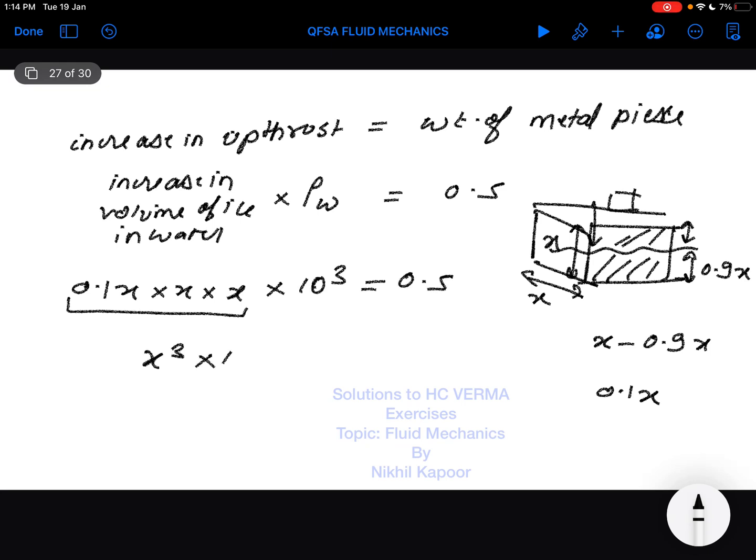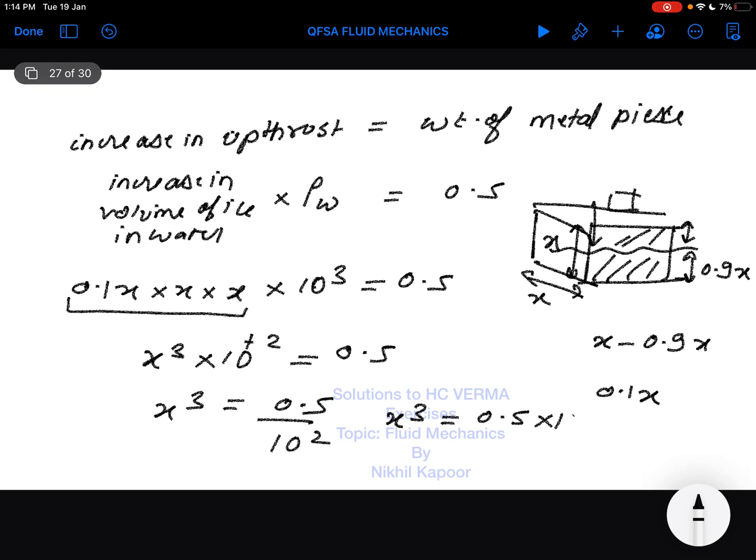So x cube into 10 raised to 2 would be equal to 0.5. So x cube will be equal to 0.5 upon 10 raised to 2. So x cube would be equal to 0.5 into 10 to the power minus 2. I'll write this as 5 into 10 to the power minus 3. So x will be the cube root of this, so it will be the cube root of 5 into 10 raised to minus 1. And now you can find the cube root and get the answer easily.